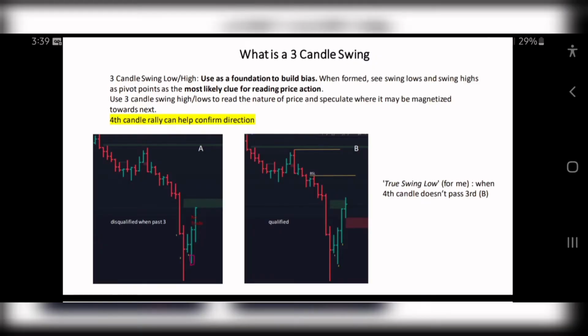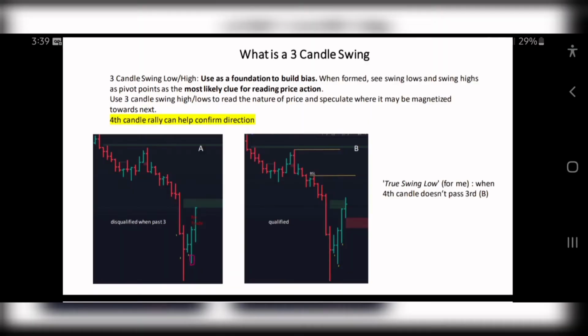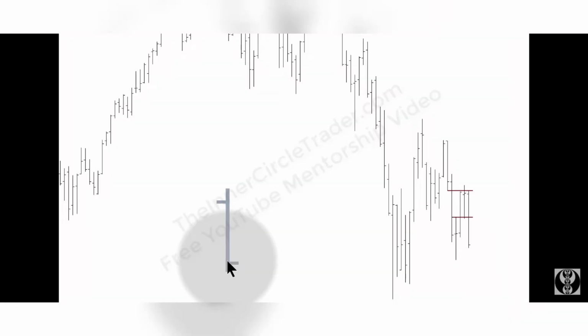A 3-candle swing low or high is used as a foundation to build our bias. When it is formed, we see swing lows and highs as pivot points, as the most likely clue for reading price action. We're using 3-candle swing lows and highs to read the nature of price and speculate where it may be magnetized towards next. Not everyday bias. Most likely, what's the bias going to be?